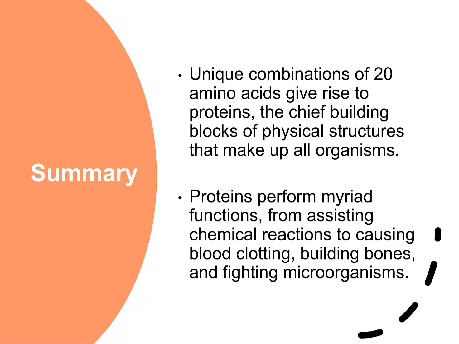And so summary, unique combinations of 20 amino acids give rise to proteins. Now the video said 21. I'm not trying to sell you or short you on something. There is a cysteine derivative, a slight chemical alteration of one of the 20 amino acids. It's a unique case. We're not going to worry about it. So right now, 20 amino acids give rise to proteins, the chief building block of physical structures that make up everybody. So it's the keys on the keyboard.